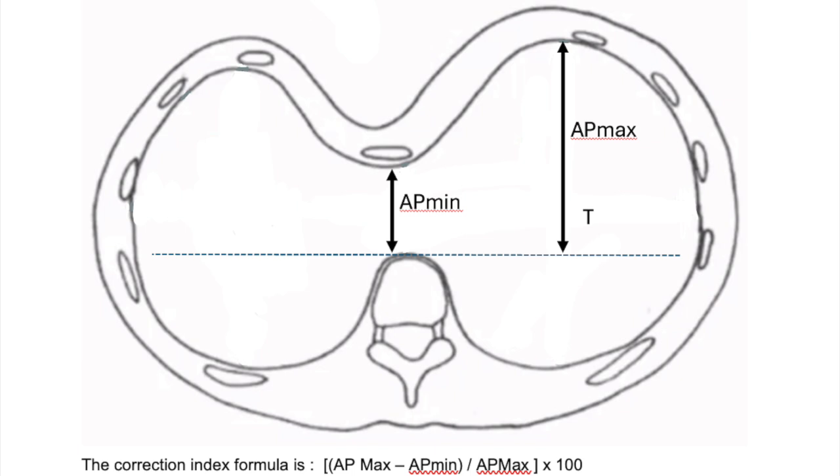So if AP min is half of AP max, your correction index would be 50%. And in my head, the correction index is what percentage of elevation is required to have a normal chest. Now, the advantage of this is that it's independent of the width of your chest, unlike the Haller index, and therefore should be a better index.